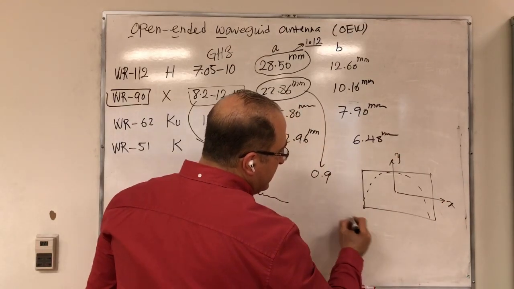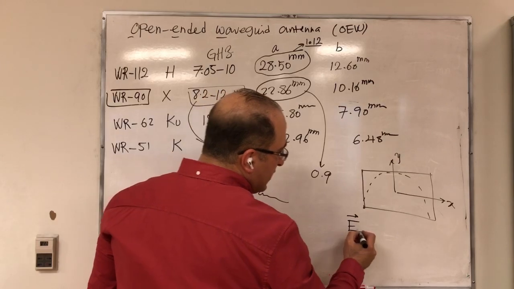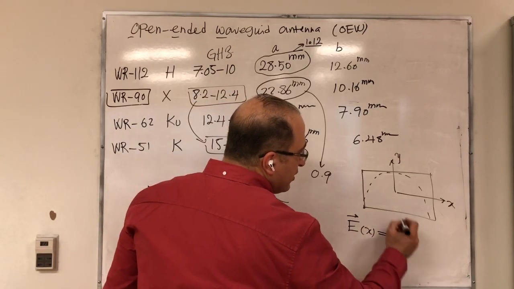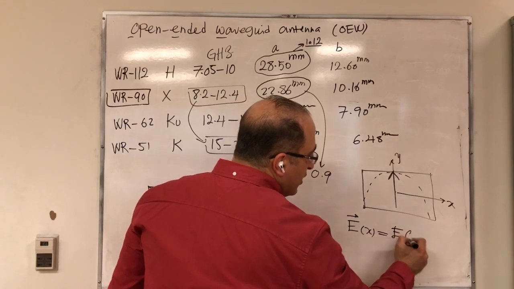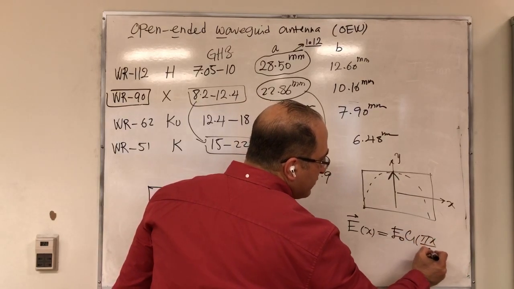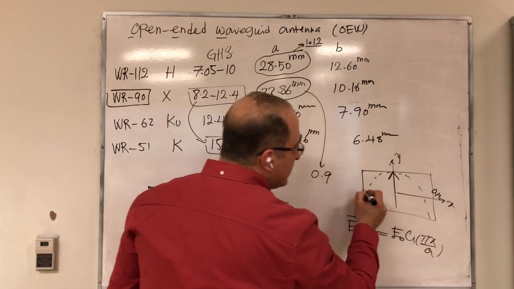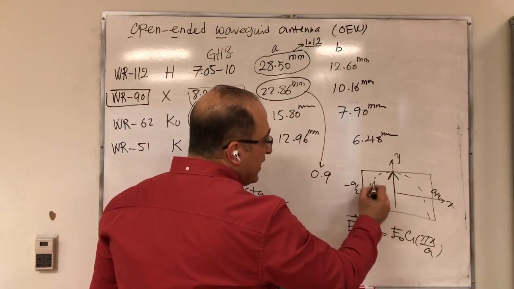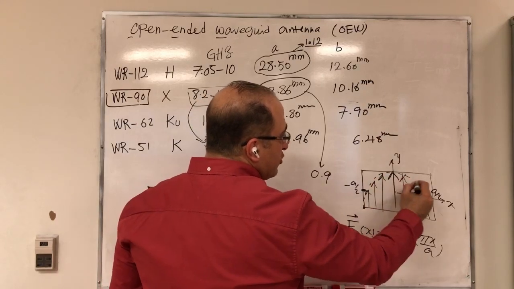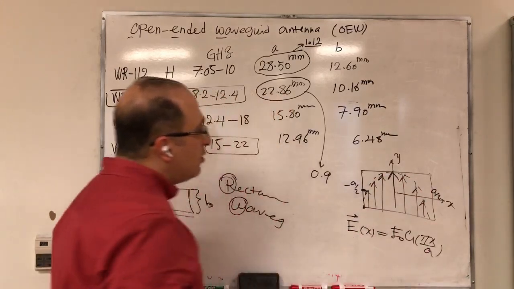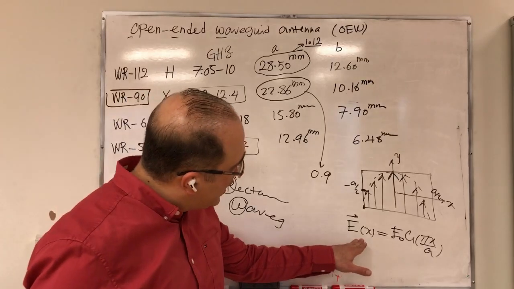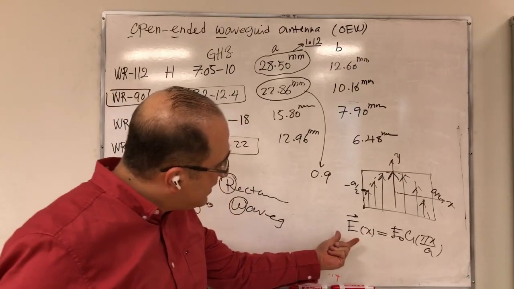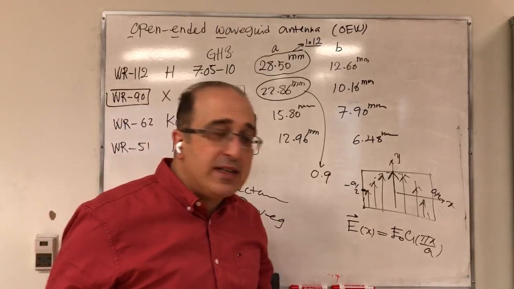And we say E, of course, E as a function of X in this case is going to be E naught, whatever maximum we have here, cos pi X divided by A, where this is A divided by 2. This is minus A divided by 2. So this is my electric field distribution. One thing that you immediately see here is that electric field is not uniform.